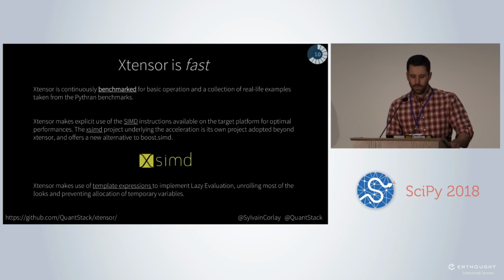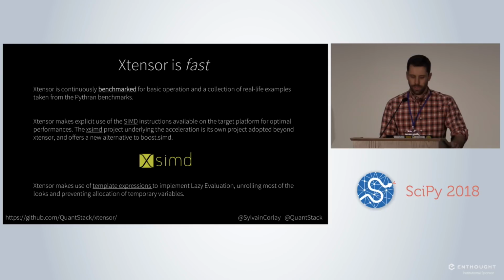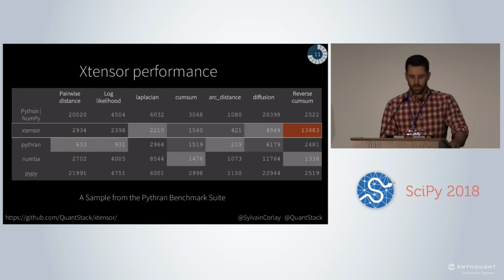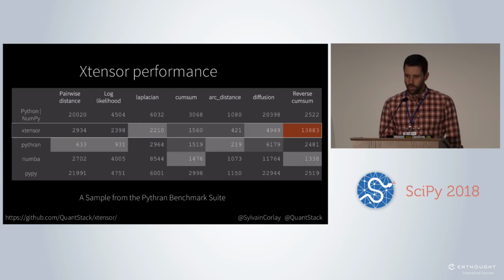So xtensor is fast. It's continuously benchmarked for basic operations and a collection of real-life examples taken from the Python benchmarks. We also make explicit use of SIMD instructions for the target platform, including AVX-512 and Neon, etc. We also make use of template expressions to implement lazy evaluation, unrolling most of the loops, and preventing allocations of temporary variables. So here's a quick example of xtensor compared to other frameworks on a number of real-life examples, like a few dozen lines of Python.